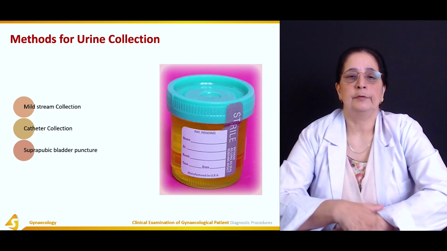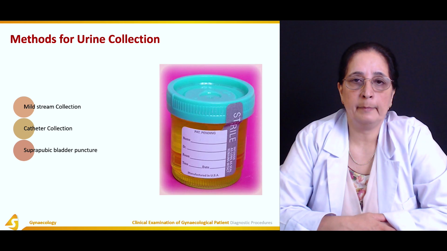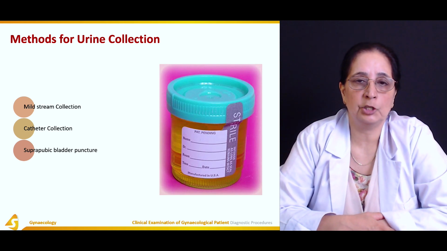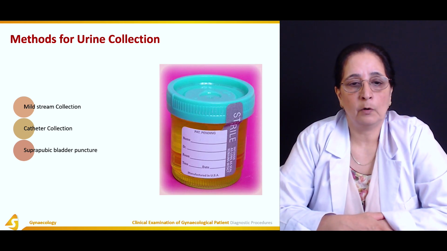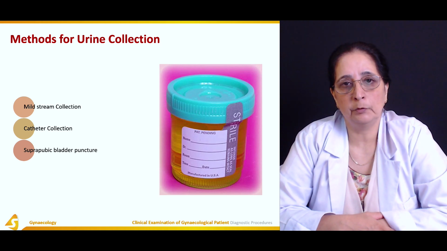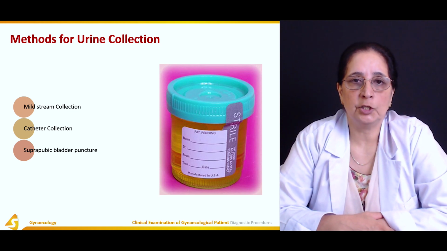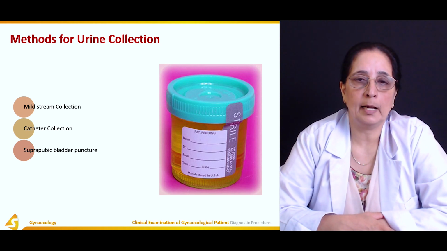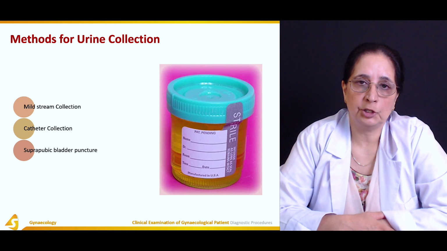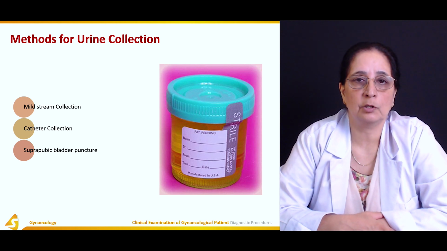So, methods of urine collection. Different methods are used for the collection of the urine. Very important is the midstream urine collection, then collection of the urine by the catheter, and suprapubic bladder puncture, which is collection of the urine through the puncture of the bladder.